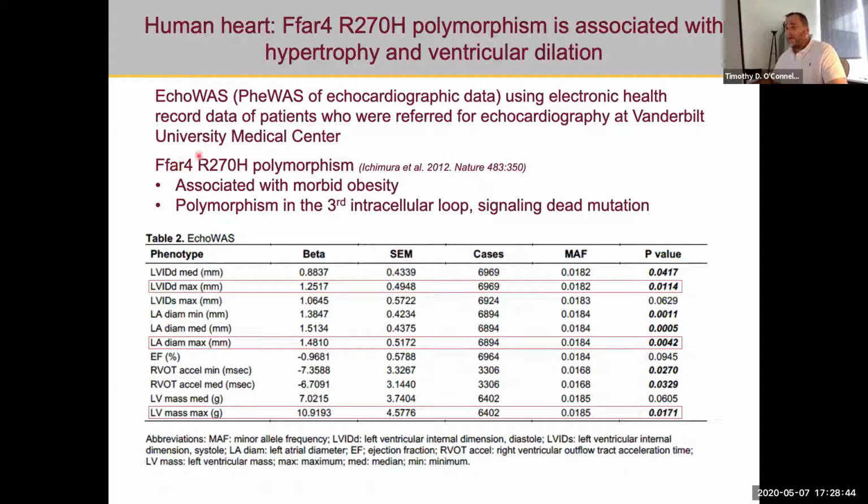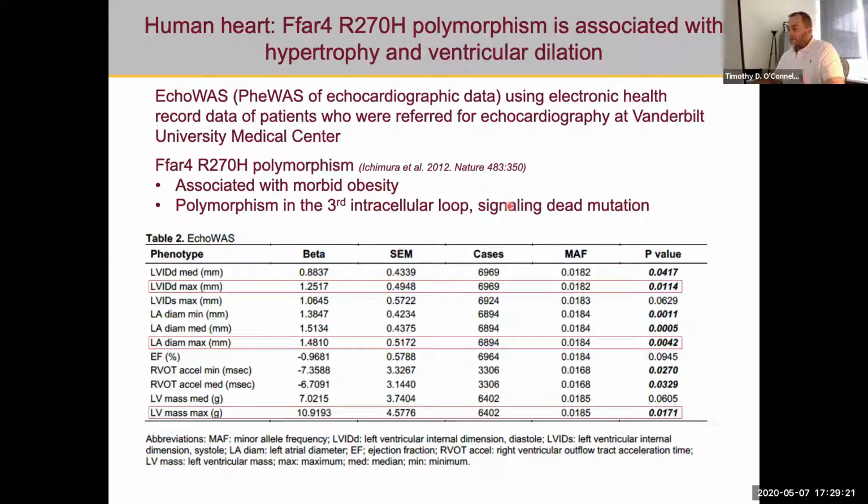The one FFAR4 polymorphism that we focused on was this R270H polymorphism that was previously identified by Gozo Tushimoto and Phil Frogel's group in a paper in Nature in 2012. In that paper, they showed that this polymorphism was associated with morbid obesity in humans, BMIs of greater than 40. They also showed that this polymorphism is located in the third intracellular loop, and in signaling experiments, they showed it's a signaling dead mutation. In other words, it can bind the fatty acid, it just can't activate downstream signaling pathways. So in a sense, it's kind of like having a knockout receptor.